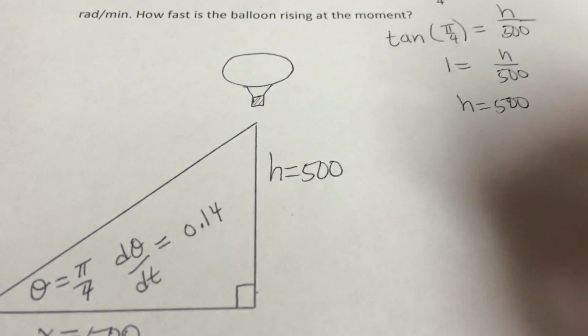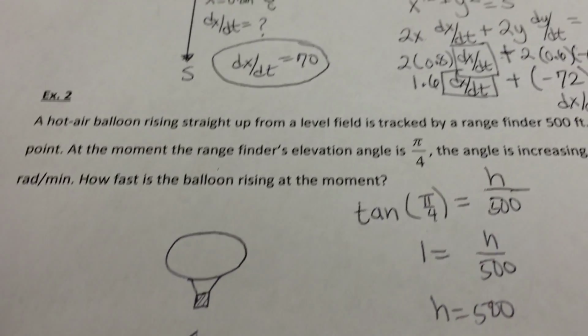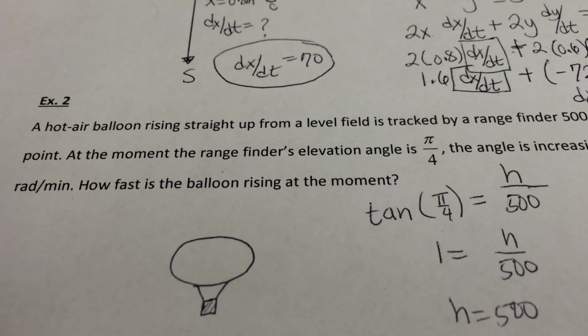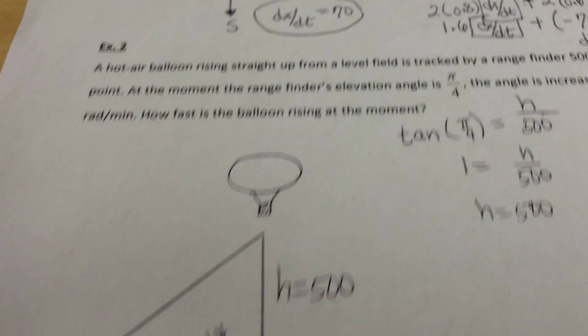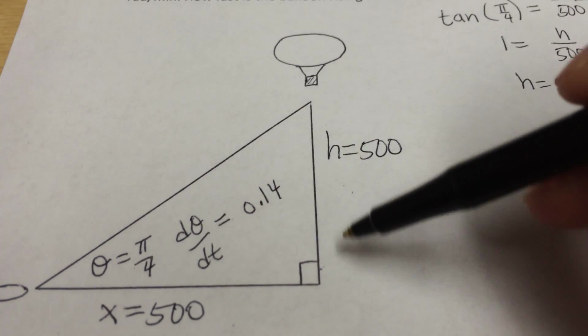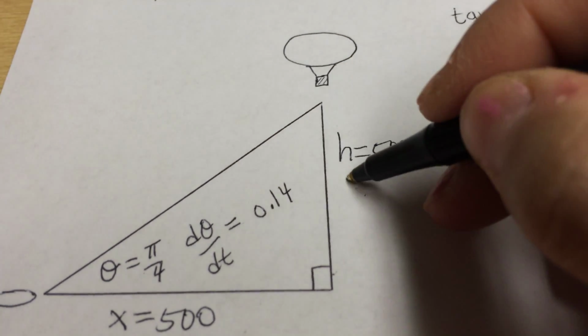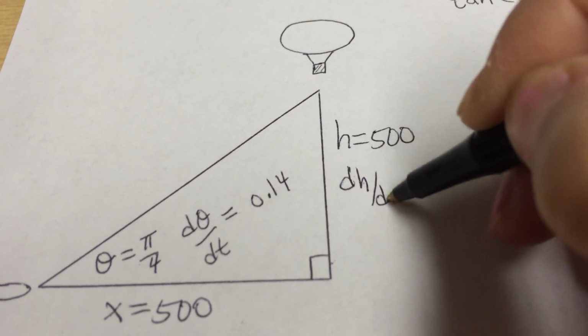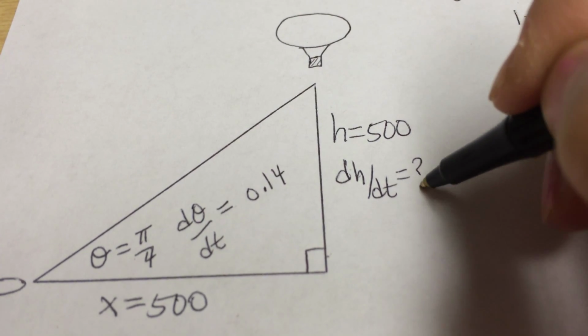So again, the question is asking us to find what? What are we looking for? It says how fast is the balloon rising at that moment? So the balloon is rising from the ground up right here. So what we're looking for is dh over dt. Okay, so that's the question mark right there.